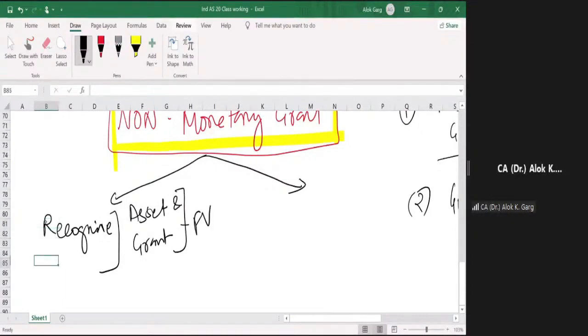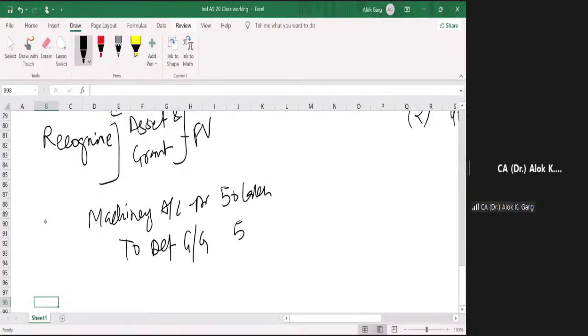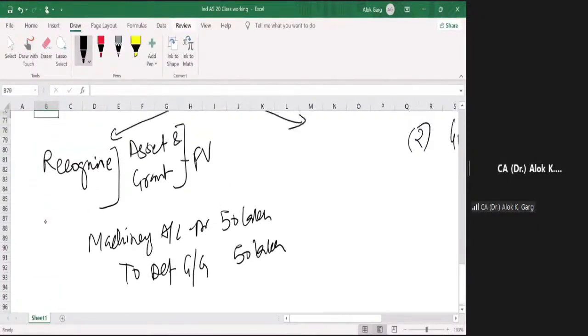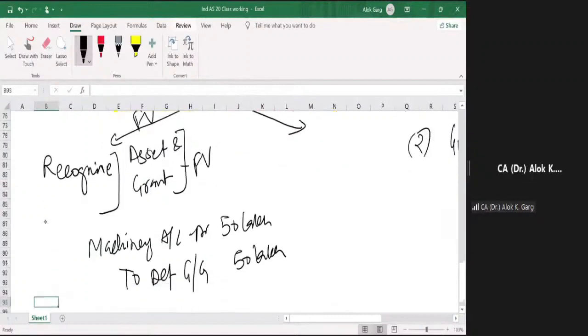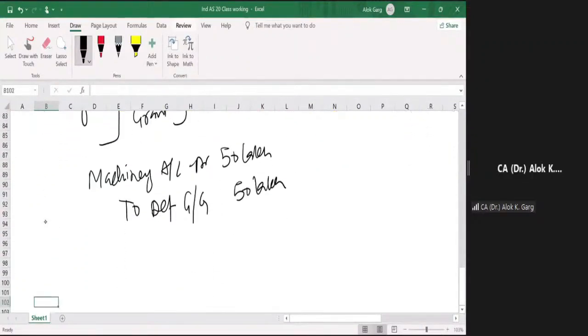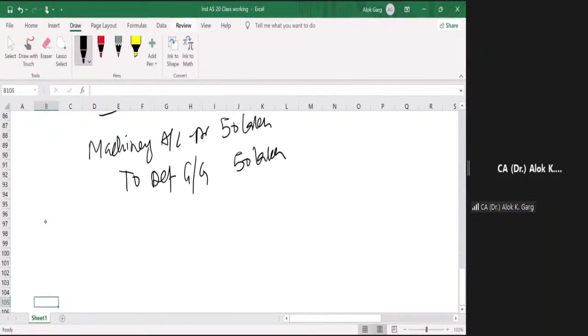In this case, what will be the accounting entry? Machinery account debit. Bank will not be debit, guys. Machinery will be debit because the entity is not receiving money, to deferred government grant 50 lakh. So what we have done, we have recognized machinery and government grant at fair value. So the first concept is fair value. And how this machinery and government grant will be knocked off in the books of accounts. So this is the first-time entry.